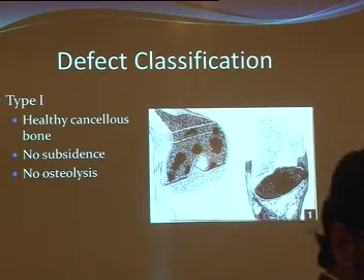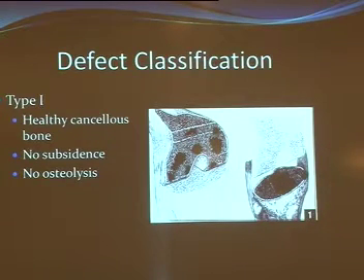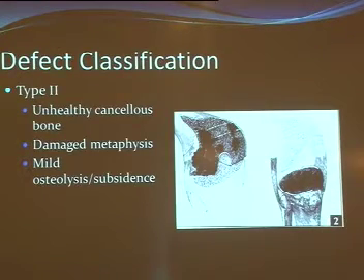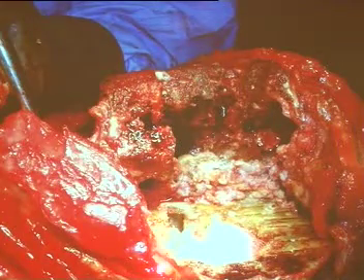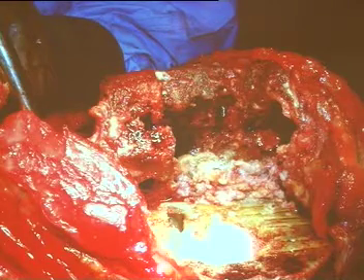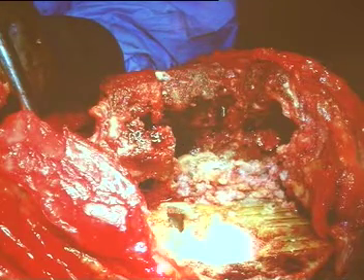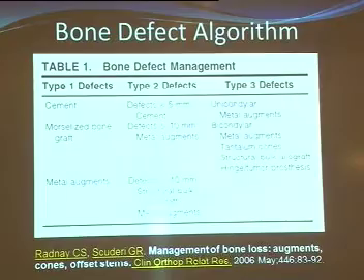A brief classification of the defects. Type 1 is basically just like a primary knee with healthy cancellous bone and no defects. Type 2 has cancellous defects and metaphyses might be empty, but the ligaments and the condyles are still intact. Type 3 is a difficult problem where the condyles might be off, and there might be severe cortical defects. And after exposure and removal of the implant, the femur might look like this with a gross osteolysis.